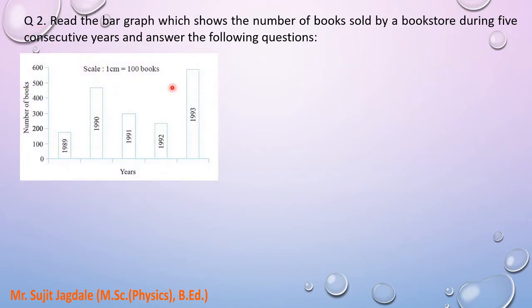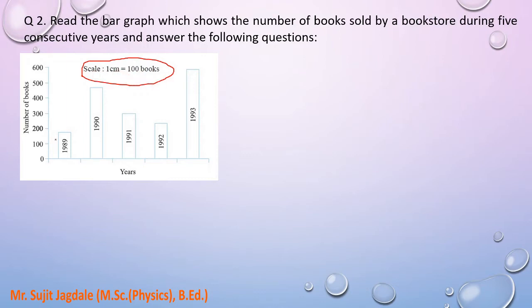Now we will see the graph which is given here. The title is not given because they have directly mentioned in the question which type of data is there, so it is not necessary to give headings or a title. But instead of a title, one line is given here. You can see this scale. What is the scale? 1 centimeter is equal to 100 books. Here you can see that.